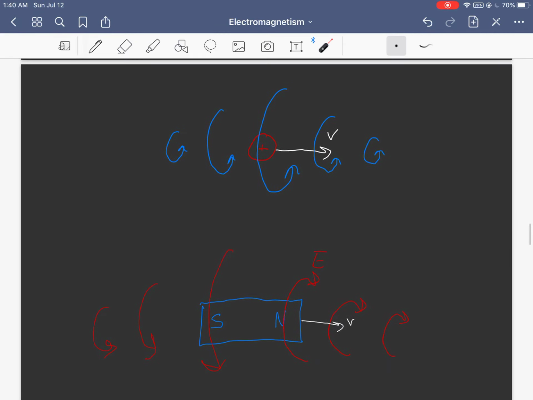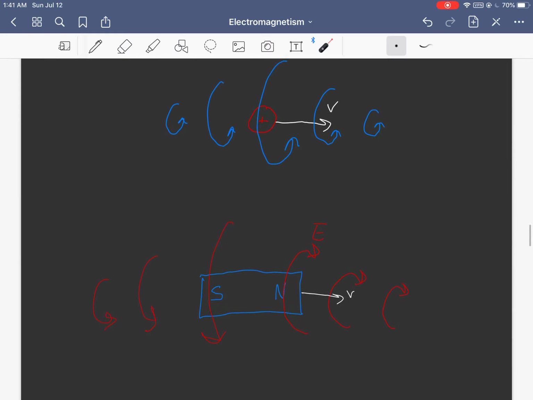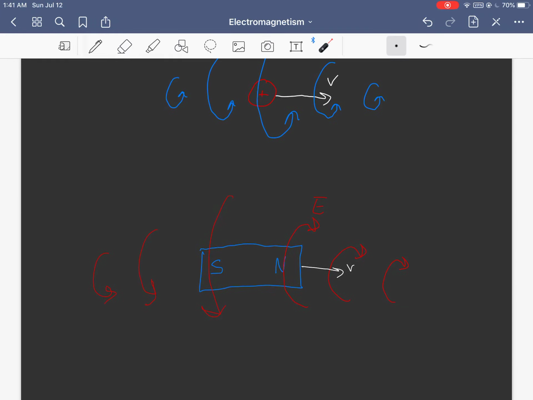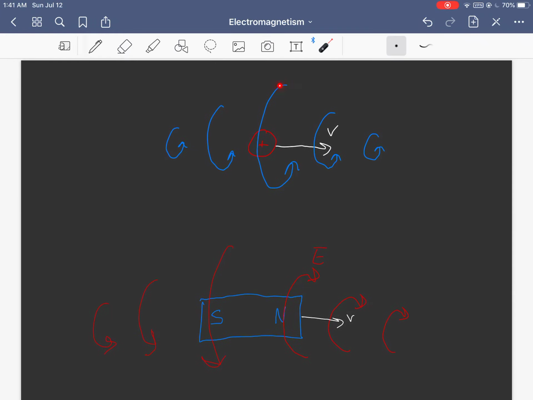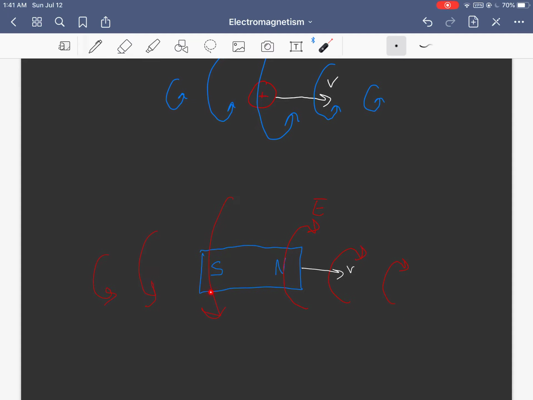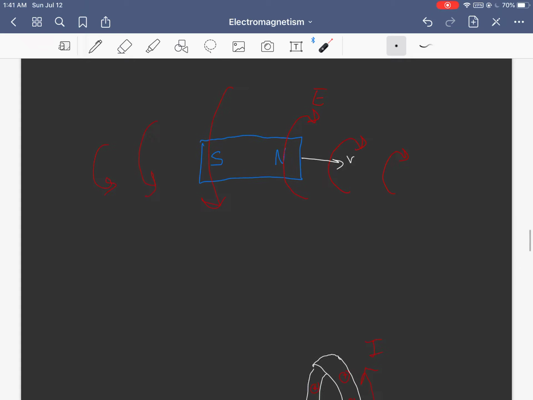Just as a visual reminder of what that looks like, a positive charge moving to the right has magnetic fields wrapping in this direction. Here, with the north pole side of the magnet, electric fields are going to wrap around in the opposite direction, except for the south side of the magnet, because magnets must always have a north and south side. So the south side of the magnet is going to wrap around in the opposite direction when this magnet moves.